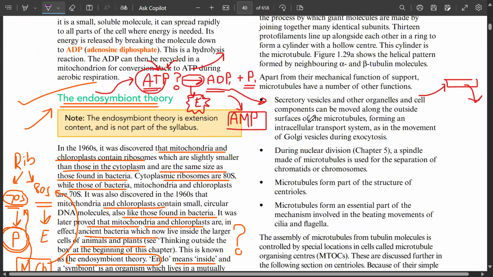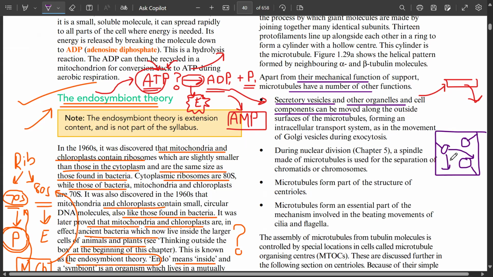Good. Apart from their mechanical function of support, microtubules also have a number of other functions. For example, they can act as tracks for secretory vesicles and other organelles, and these cell organelles can move. Imagine you're swimming in a kids' swimming pool, and the floats are tied to ropes so they don't move from place to place. They can't go to this end or that end. This is what an exoskeleton is like. The exoskeleton is the one that is going to move those organelles from one place to another.